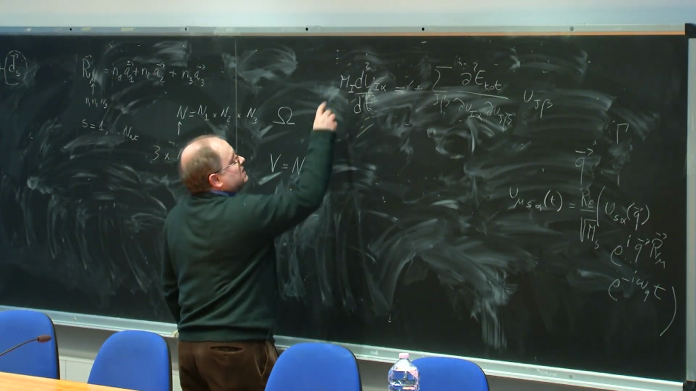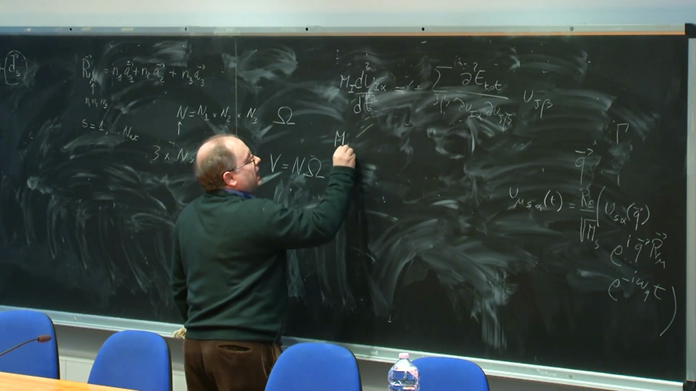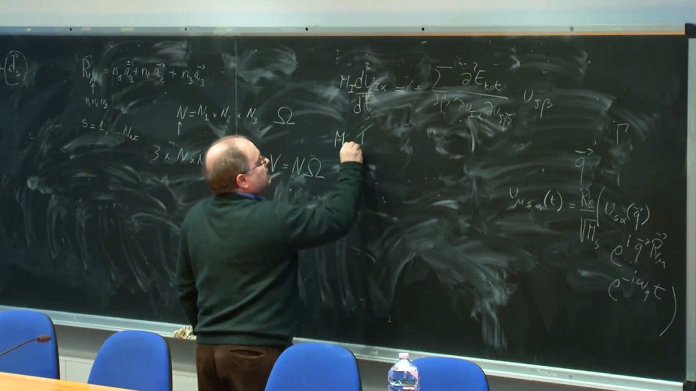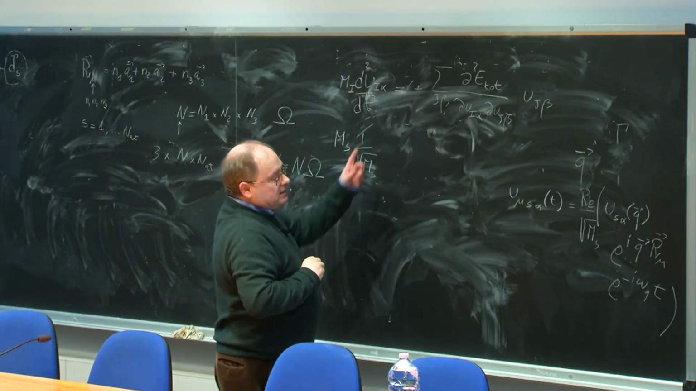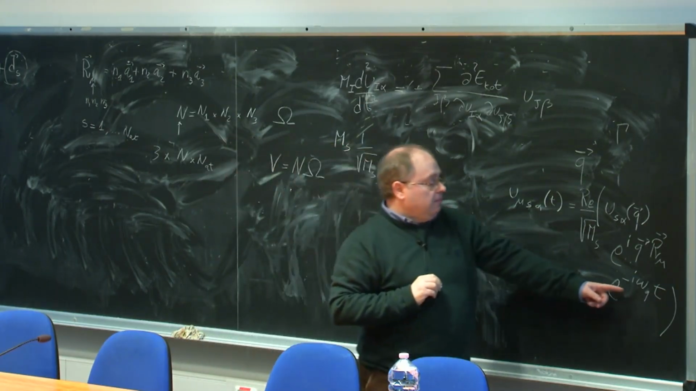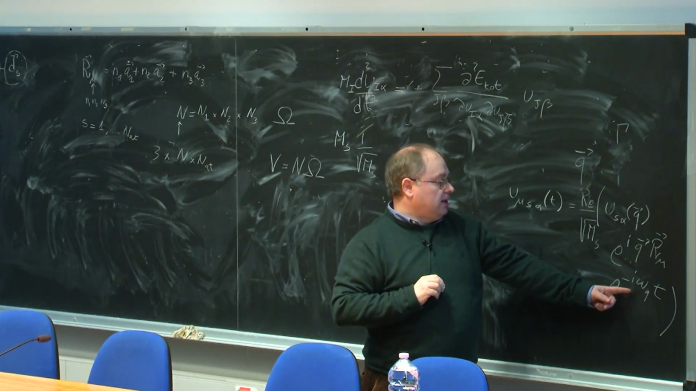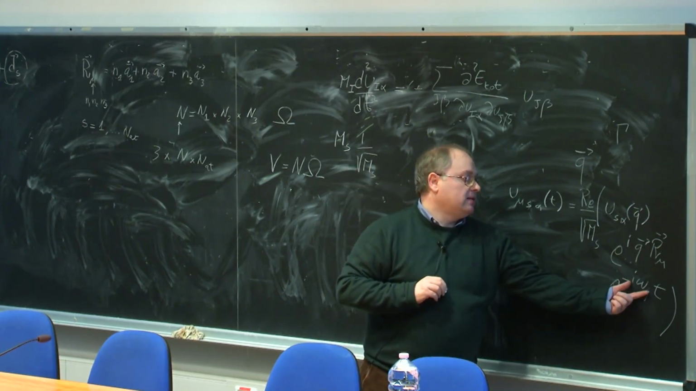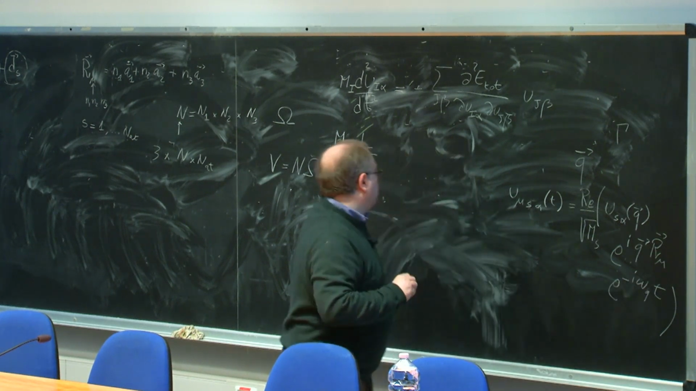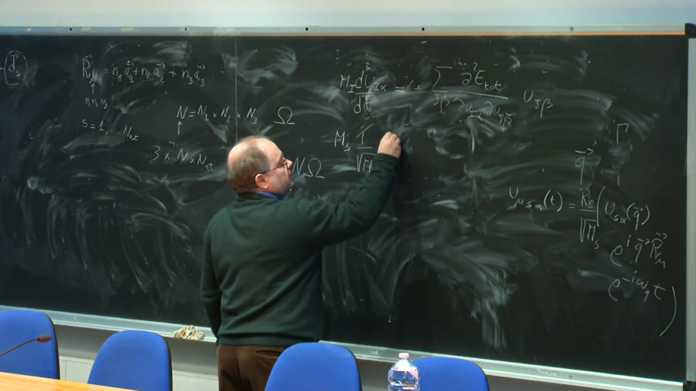So we insert it here. This is 1 divided by square root of ms. So for the second derivative, we have to do the second derivative of this with respect to time, which means that we bring down minus i omega q, squared.